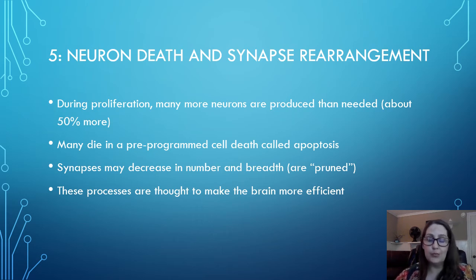They think of it the same way you would prune a rose bush. You might prune the dendrites of a neuron in order to decrease or change the synapses. And while these processes may seem a little bit counterintuitive, they're thought to make the brain more efficient. It's getting rid of things that are redundant or not needed within the brain to make the processing faster and more efficient.